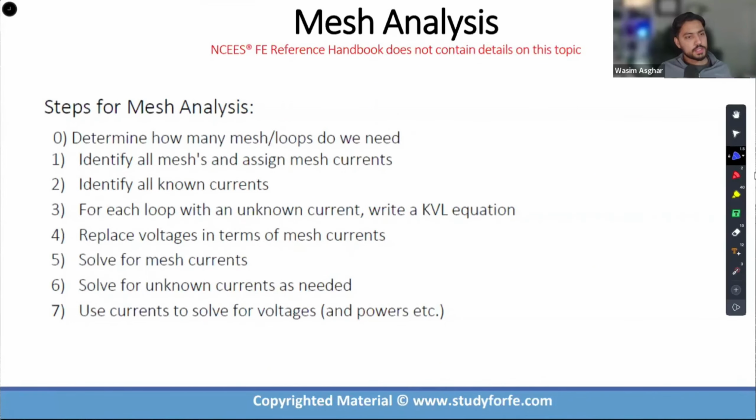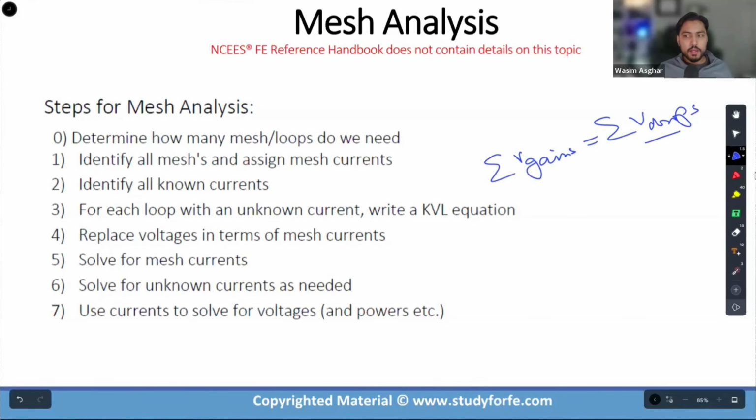So mesh analysis is simply an extension of KVL. KVL simply says that the sum of all the voltage gains is equal to the sum of all the voltage drops in a closed loop, in a closed circuit. Mesh analysis is not directly given in the FE Reference Handbook.